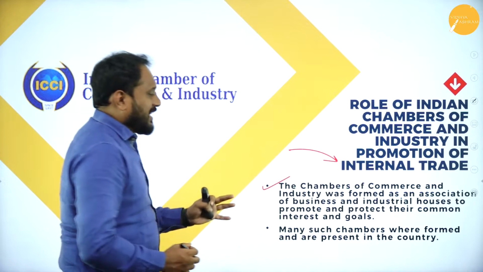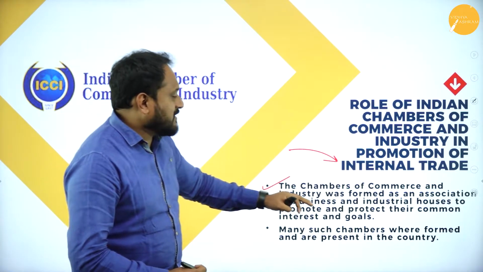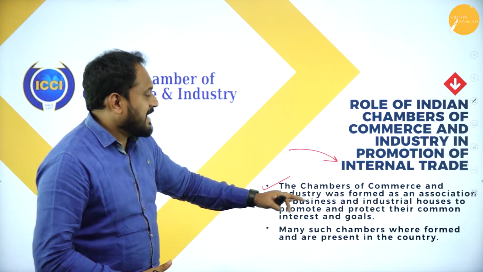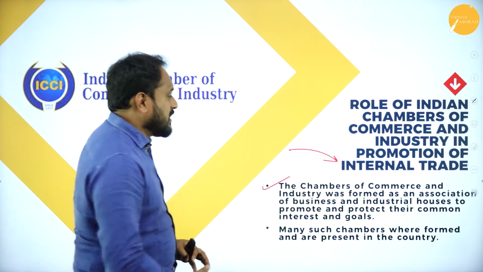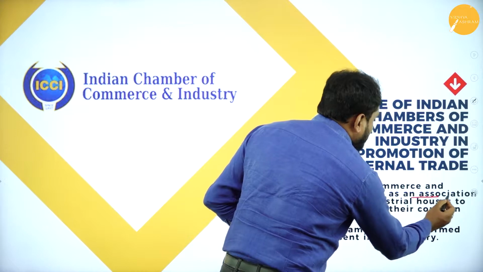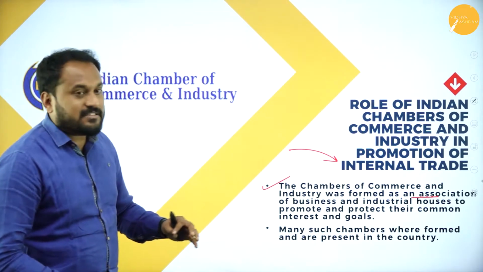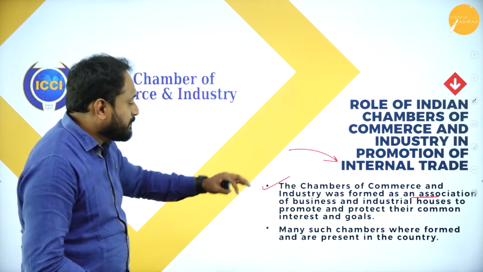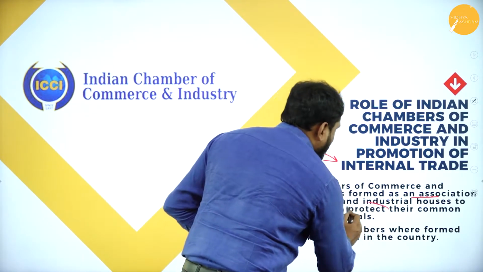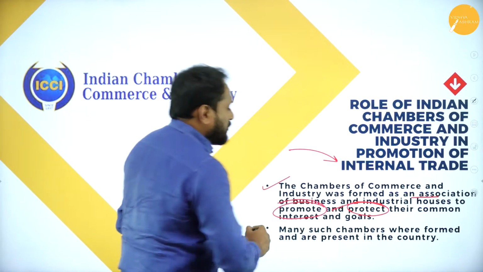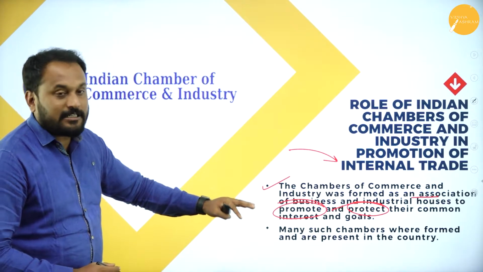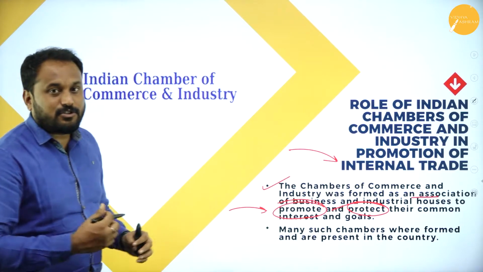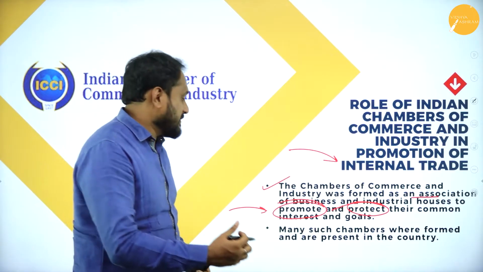Firstly, the Chambers of Commerce and Industry was formed as an association of business and industrial houses. So there is something called an association. When you go with this association, the industrial houses come together to promote and protect their common interest and goal. Now, what exactly is the common interest? They want the business to grow. That is what their common interest is.